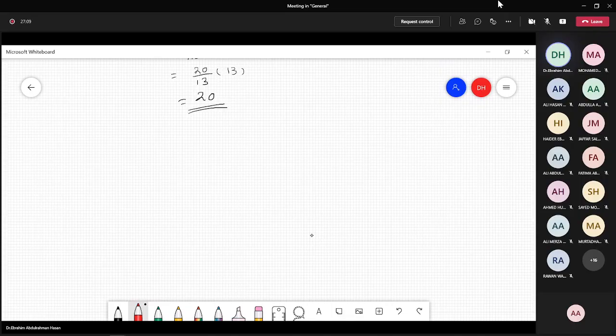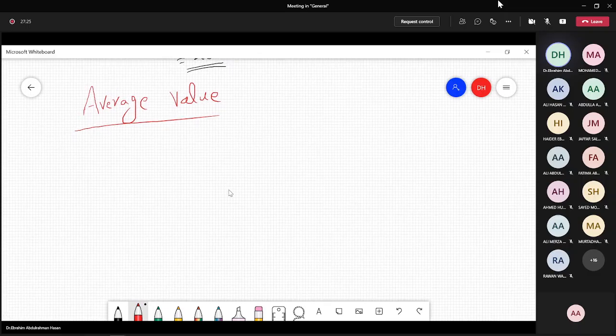Now average value. Okay, finding the average value of a signal is the same as finding an average value, for example for any test. So it's total marks divided by the number of students. So by this way we can find the average value.